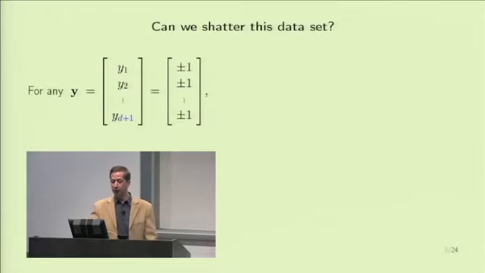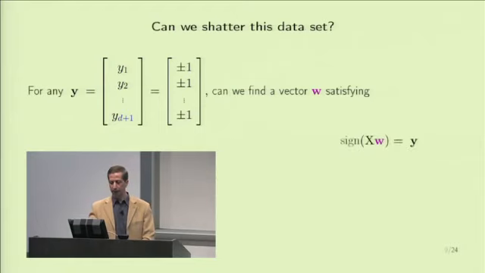So I would like to tell you that any dichotomy you pick from this, plus 1, minus 1, minus 1, plus 1, etc., I can find a perceptron that realizes this dichotomy. If I do that, then I have showed you that I can shatter the set. Okay, so let us look for the W that satisfies this condition.